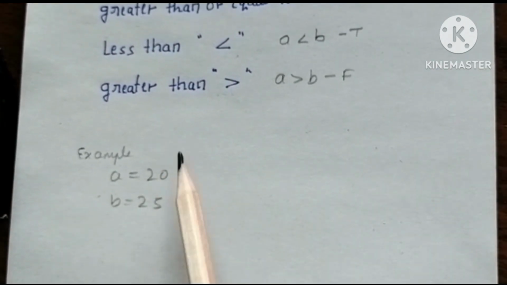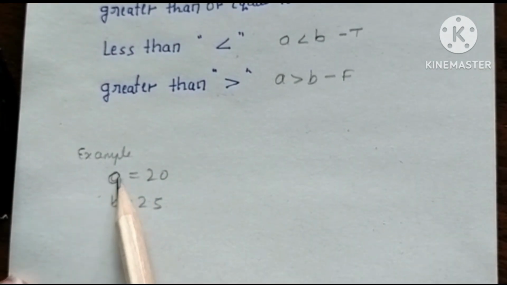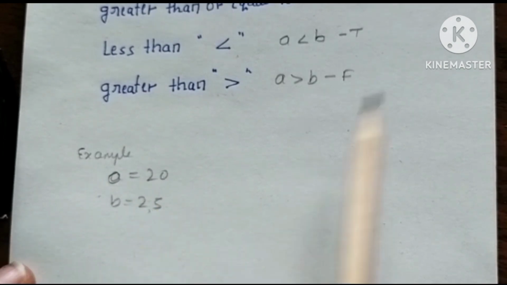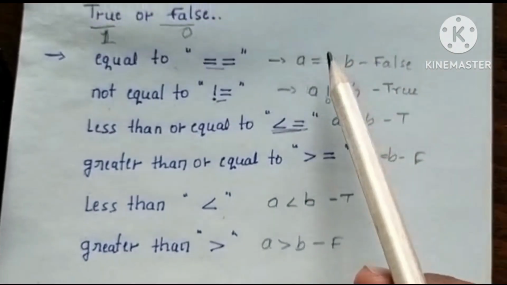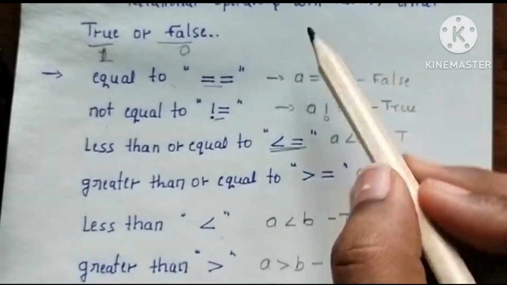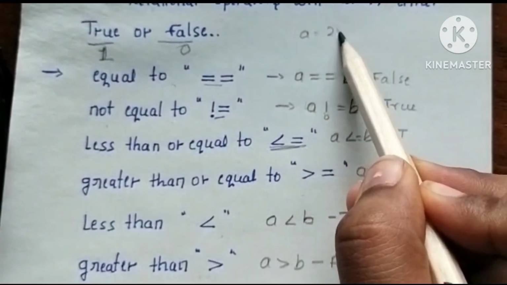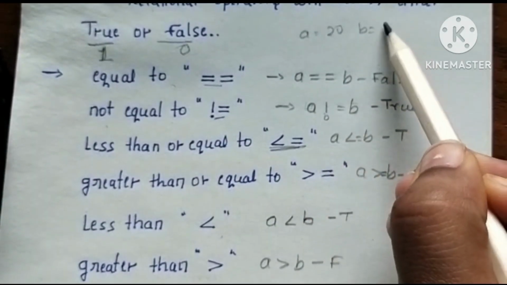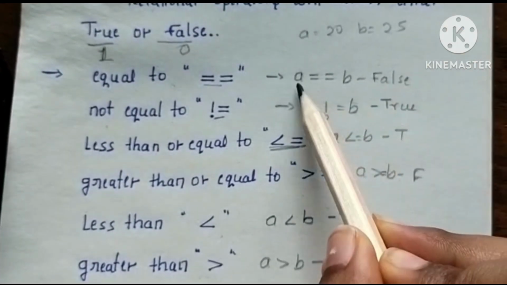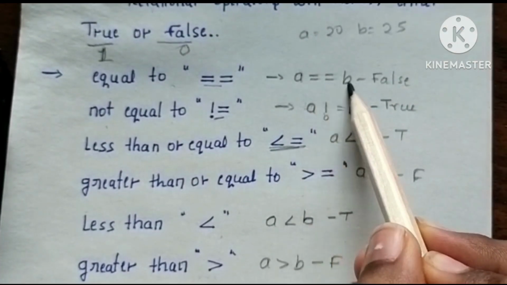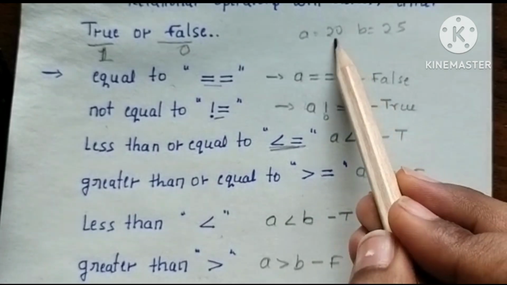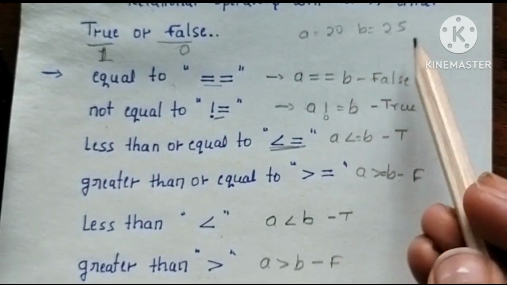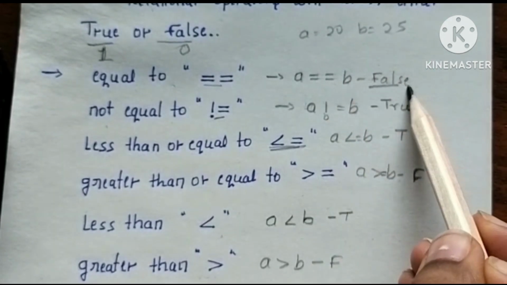Let me consider two variables, a equal to 20, b equal to 25. So a equal to b means false. 20 equal to 25, it's not true, so it will represent false.